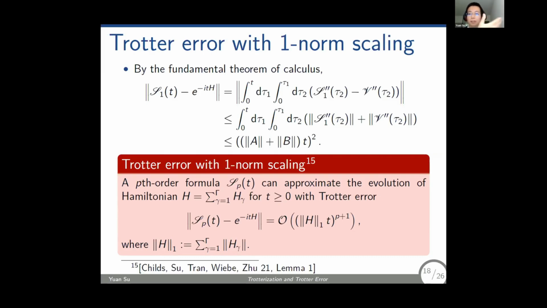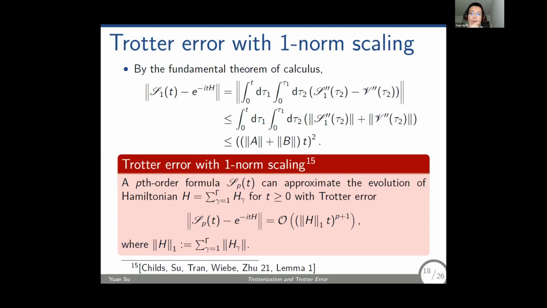Okay, again, this is a very special case, but it turns out that this analysis can be generalized to handle arbitrarily higher order formulas and general Hamiltonians. So I basically summarize the result here. It's called a Trotter error with one norm scaling. Let's say we have a p-th order Trotterization, and we want to simulate the Hamiltonian, given as a linear combination of terms. My claim is that the error will depend on a quantity called the one norm of the Hamiltonian. It's given by the sum of the sizes of the terms.